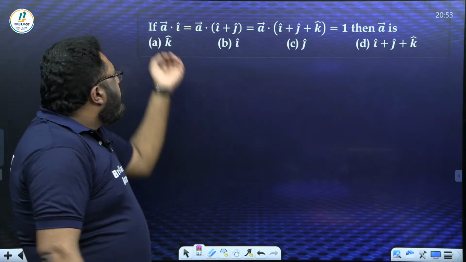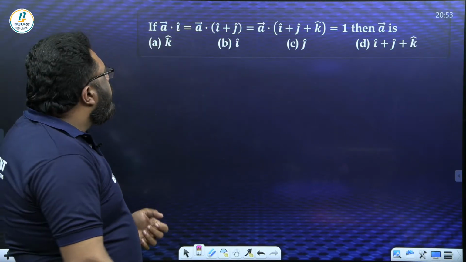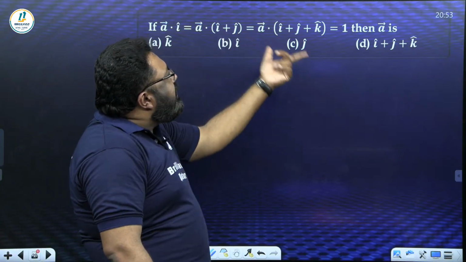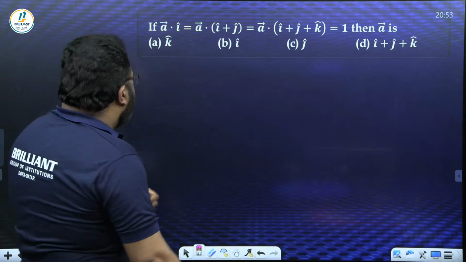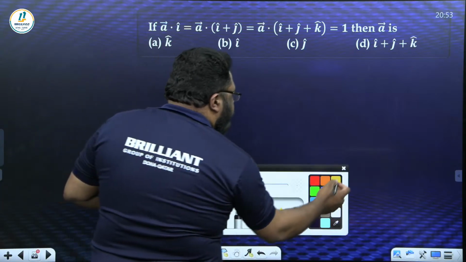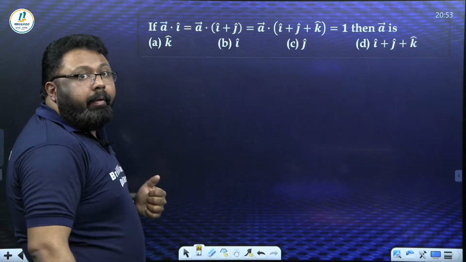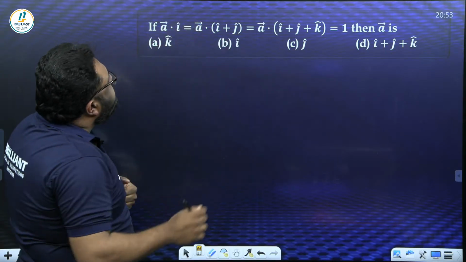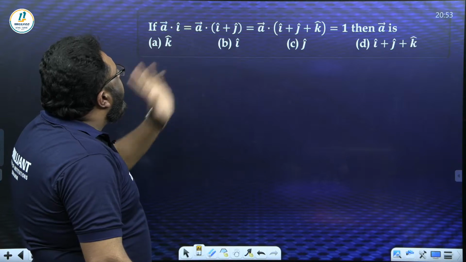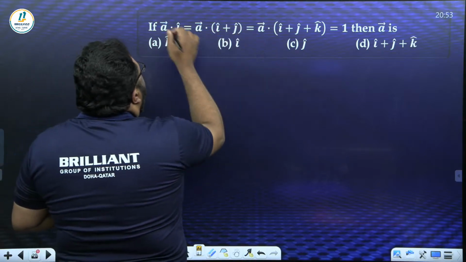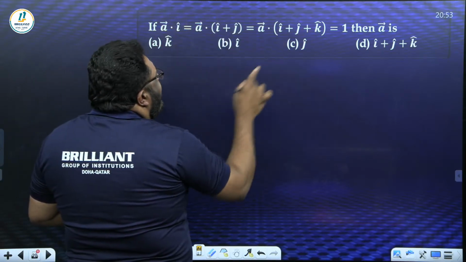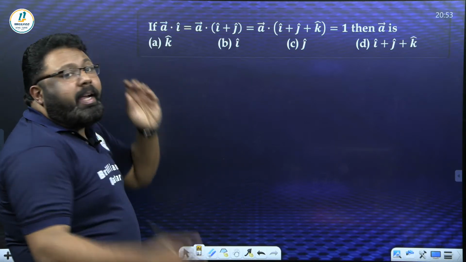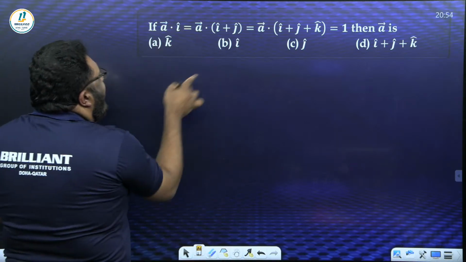Next one: A dot i is equal to A dot (i plus j) is equal to A dot (i plus j plus k) equal to 1. Now find what is A. Simple. If you want, you can substitute the options and check. The only option which you can put here, which gives the answer, is option B. I can directly tell that, but I'm not going to make it that difficult for you. Let me help you out.